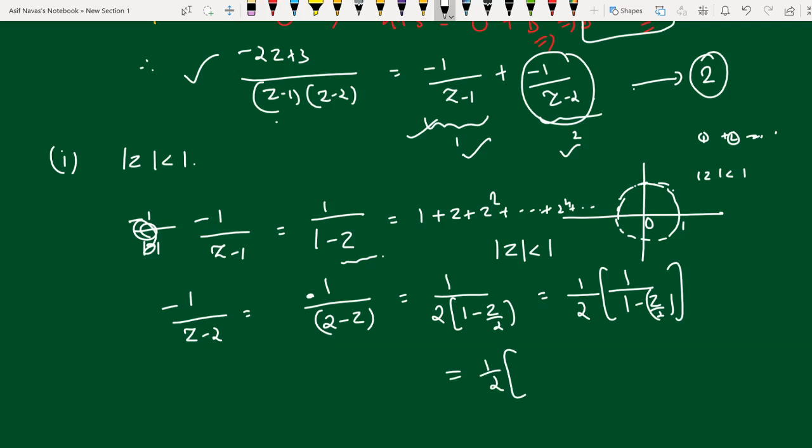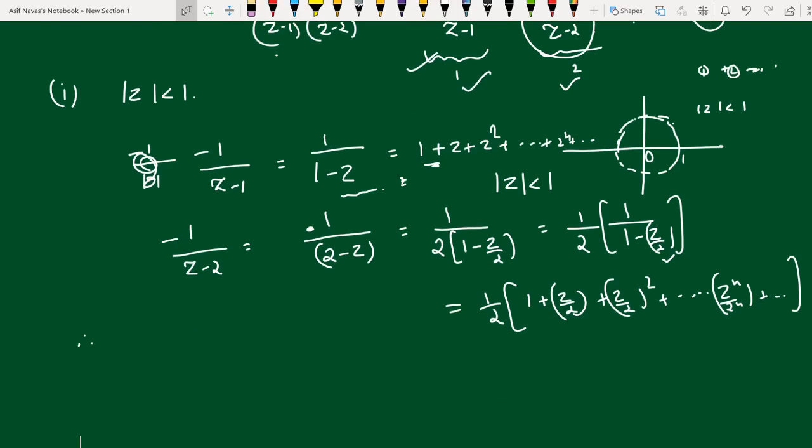Okay, so we know this expansion of this form, right? So now instead of z, here we have z by 2. So what will be the expansion? 1 plus z by 2 plus, you replace z by z by 2, z by 2 all square, plus etc., plus z by 2 raised to n, plus etc. So this will be the Laurent series expansion, Taylor series expansion.